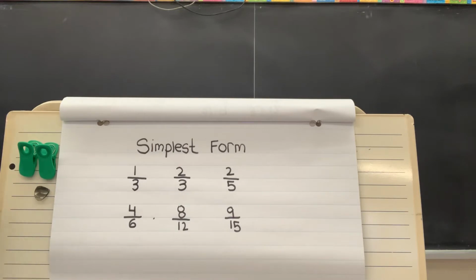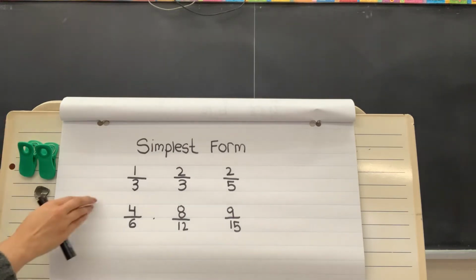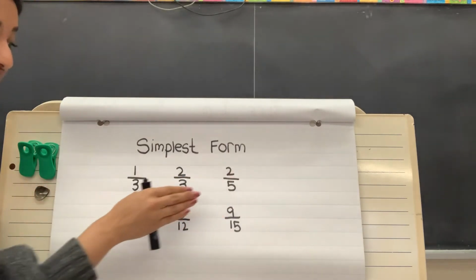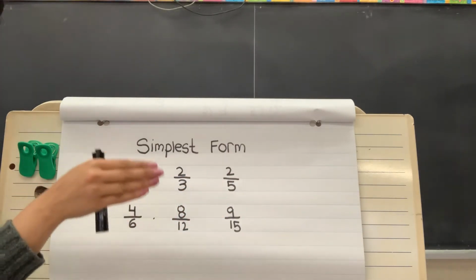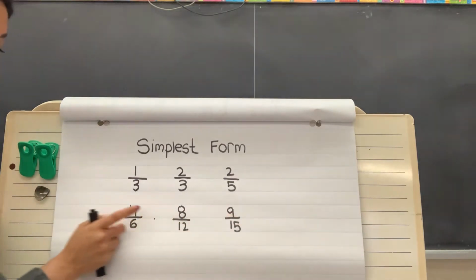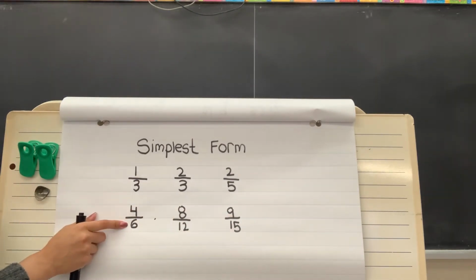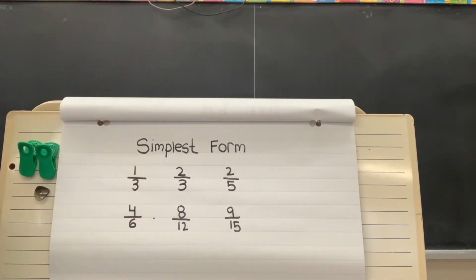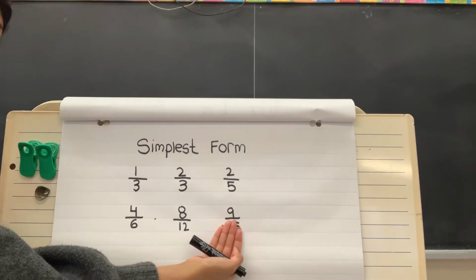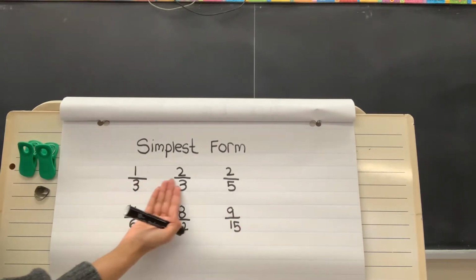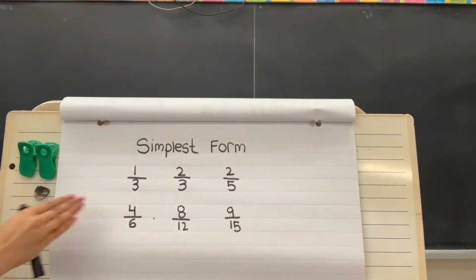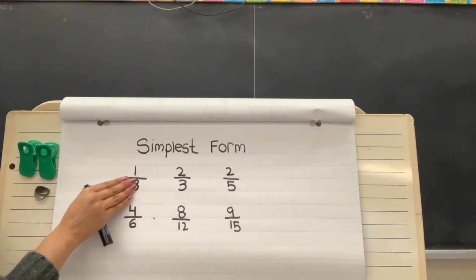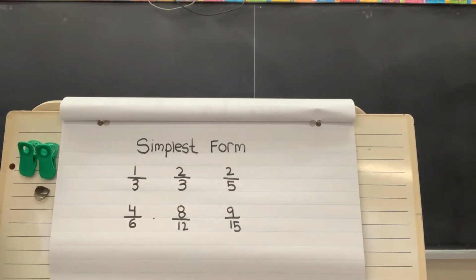Now, we are going to look at why we cannot simplify these numbers, and why we can simplify these numbers. So how are 4/6, 8/12, 9/15 not considered the simplest form of fractions, and how are these the simplest form of fractions?